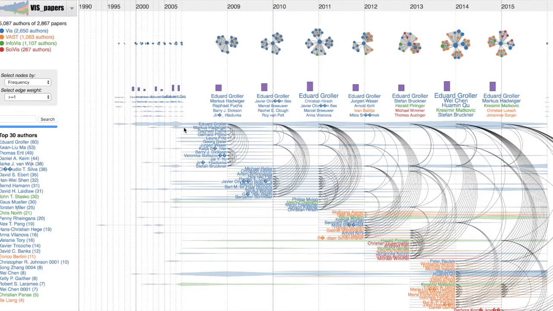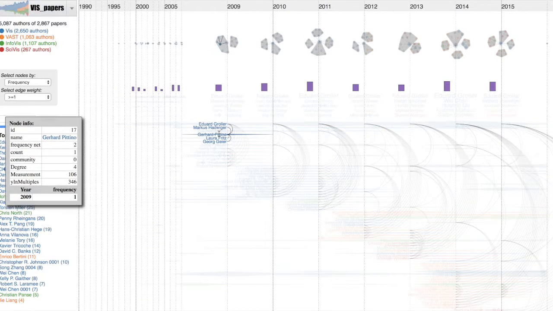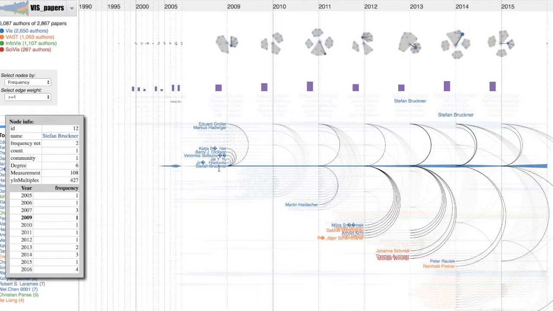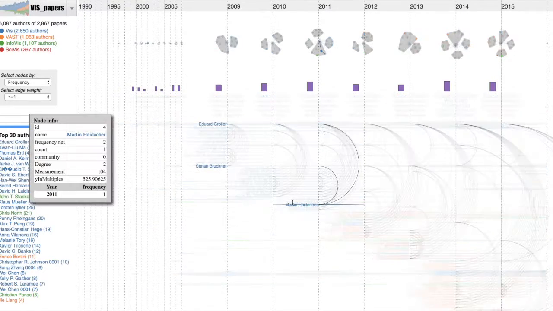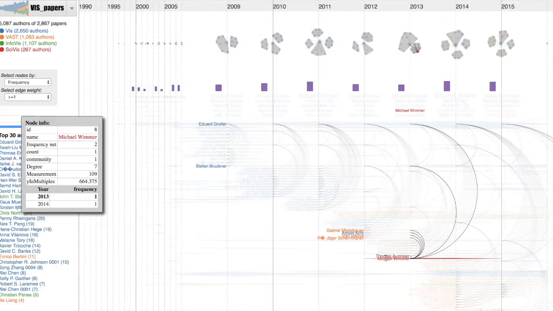In the time series, we can easily spot researchers who have strong collaborations with Gröller over years, such as Jürgen Wasser and Stefan Bruckner. The pop-up window displays the researcher profile on mouse over. We can notice by the colors that he had papers accepted in all visualization venues.